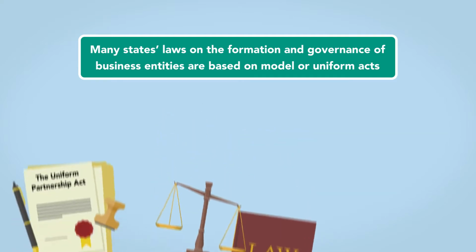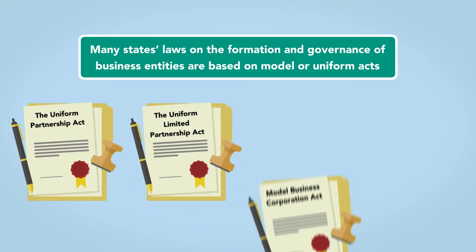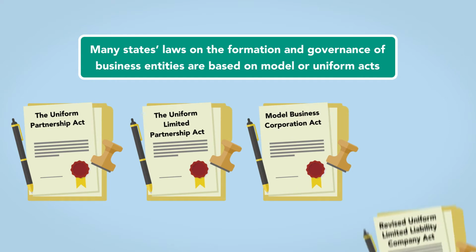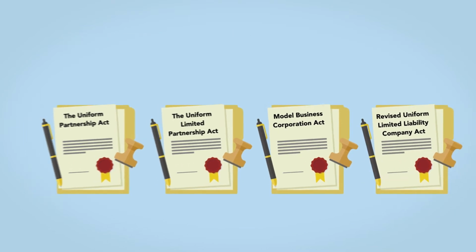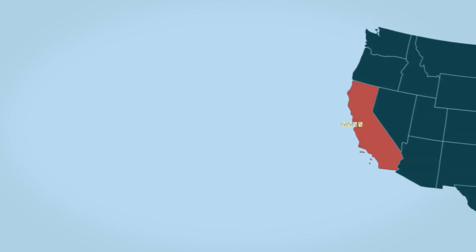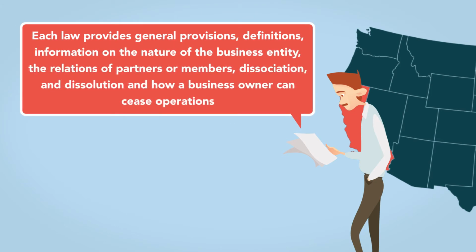A few of these codes are the Uniform Partnership Act, the Uniform Limited Partnership Act, the Model Business Corporation Act, and the Revised Uniform Limited Liability Company Act. Once a state adopts a statute, an entrepreneur can easily access the laws in state codes. Each law provides general provisions, definitions, information on the nature of the business entity, the relations of partners or members, dissociation and dissolution, and how a business owner can cease operations.